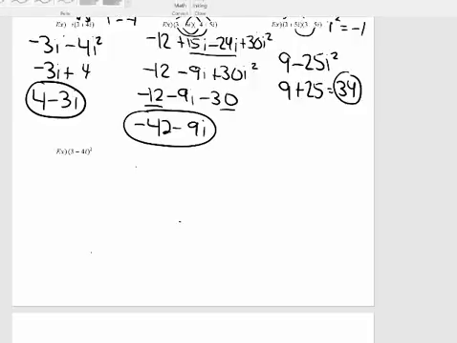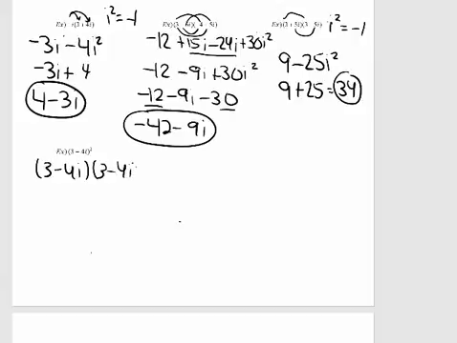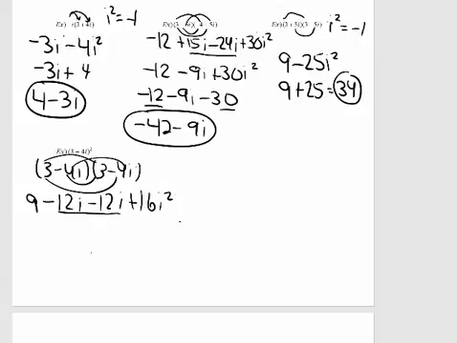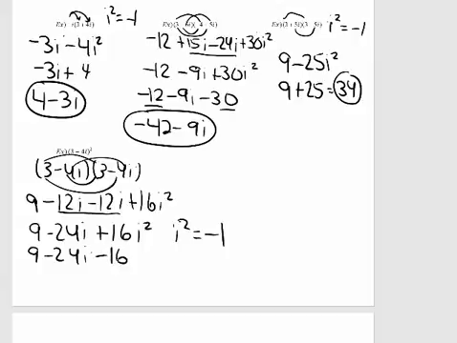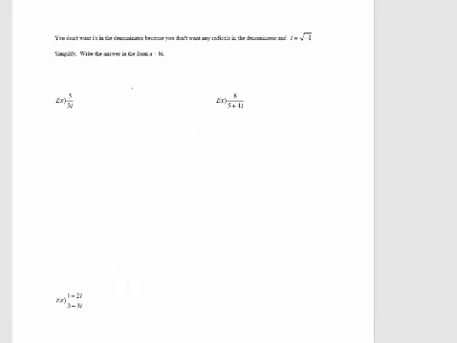So the last multiplication problem we're going to do is squaring a binomial. So first of all, I'm going to expand it out. And then FOIL. Combine like terms. Remember, i squared is negative 1. And then combine again. Okay, so we've added, subtracted, and multiplied.